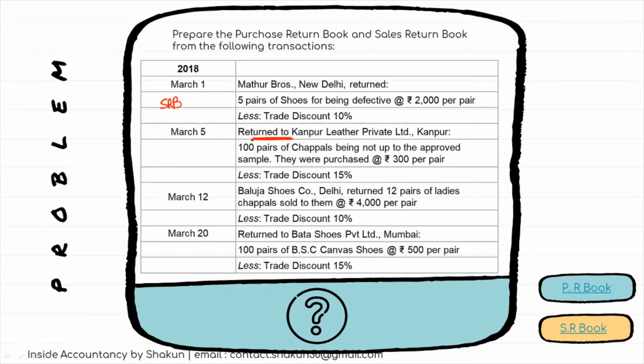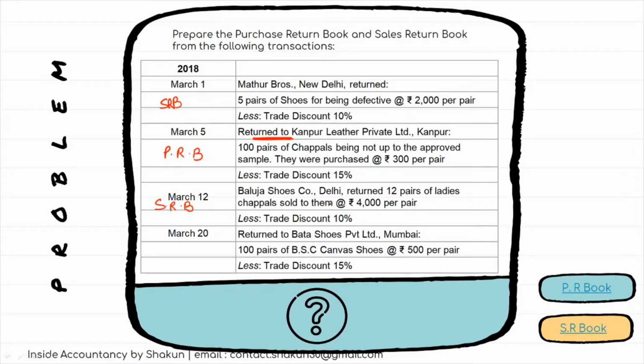Now we are returning. That means we must have purchased from Kanpur Leather Private Limited and now we find the goods defective. So therefore we are returning. So purchase return book. Next is Baluja Shoes Company Limited returned 12 pairs of ladies' chappals sold to them at 4,000 per pair. Again, now they are returning. So this will be recorded in the sales return book.